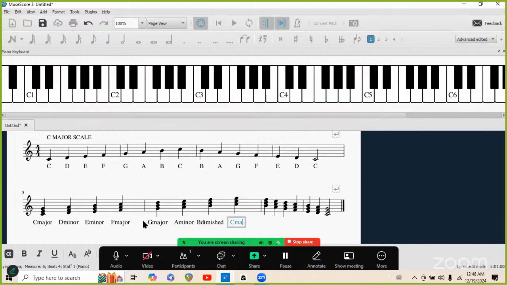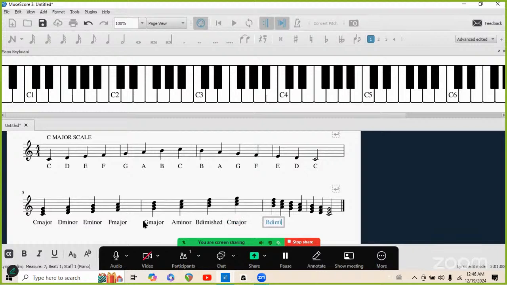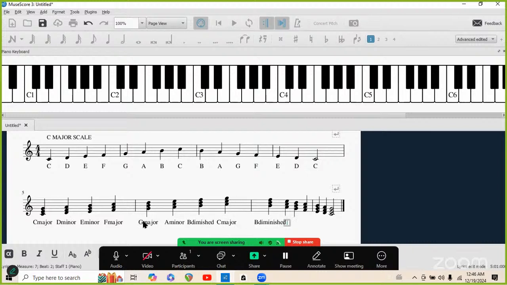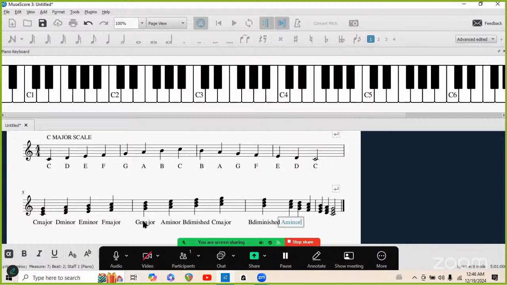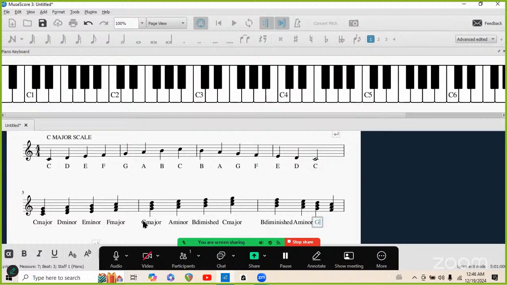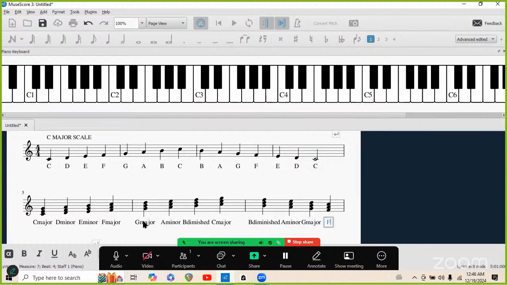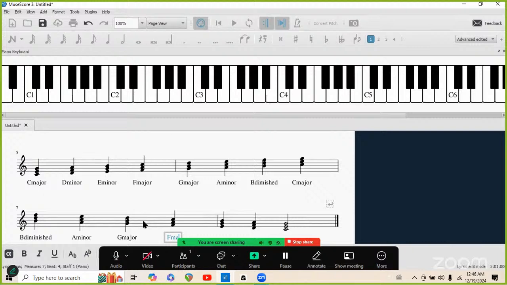C major. And we go back to B diminished, A minor, G major, F major, E minor, D minor, and finally C major.